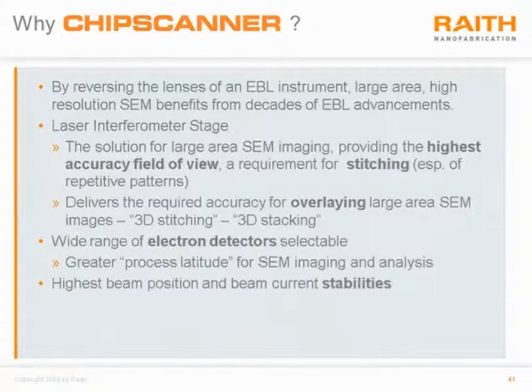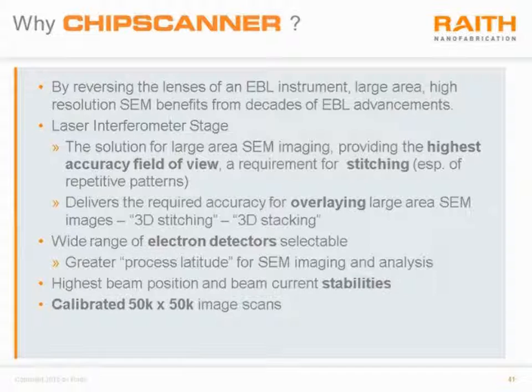I pointed out that a wide range of electron detectors are available on the chip scanner, just like any traditional scanning electron microscope. The chip scanner has very high stability for beam position and also beam current. It is a thermal field emission scanning electron microscope, so it has very stable beam current. And these stabilities are very important for imaging over long time frames while maintaining accuracy.